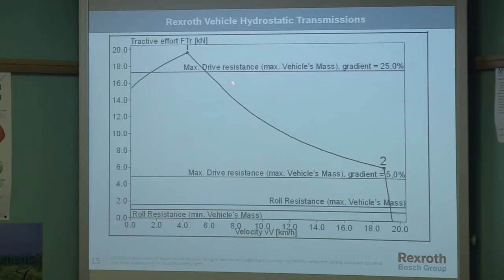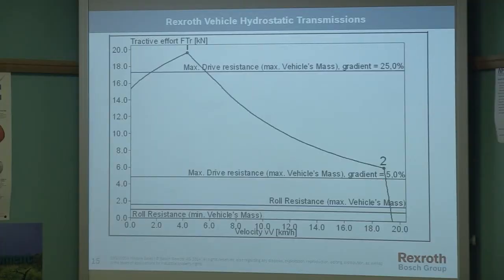This is a line of constant power determined by the engine power you've put in. You increase the engine power, you move in this direction. Reduce the engine power, this curve moves this way. So the vehicle is basically capable to operate under this area here. And as you can see, it can go up a gradient of 5% right up to full speed.